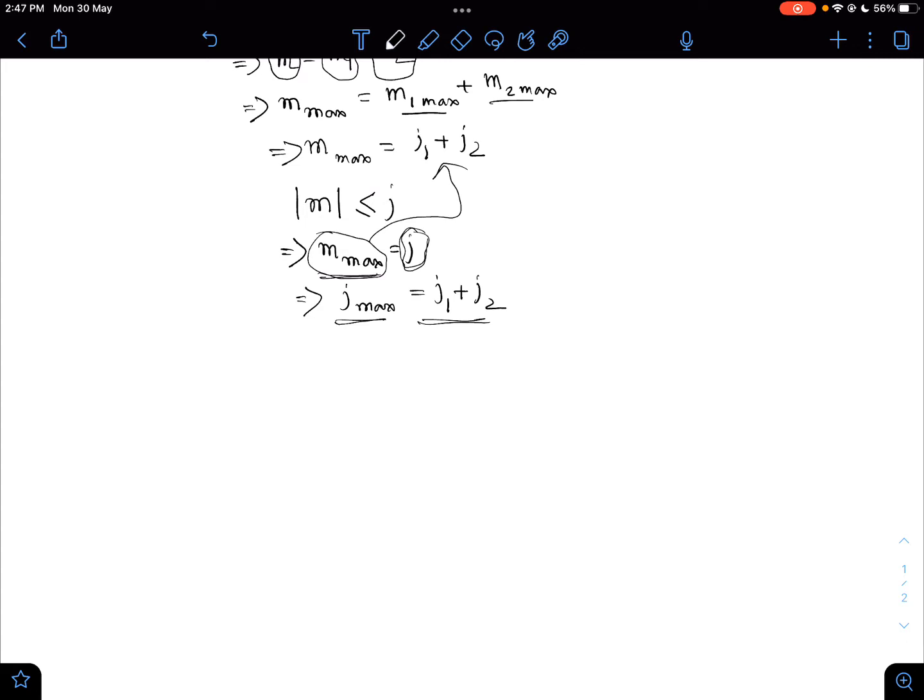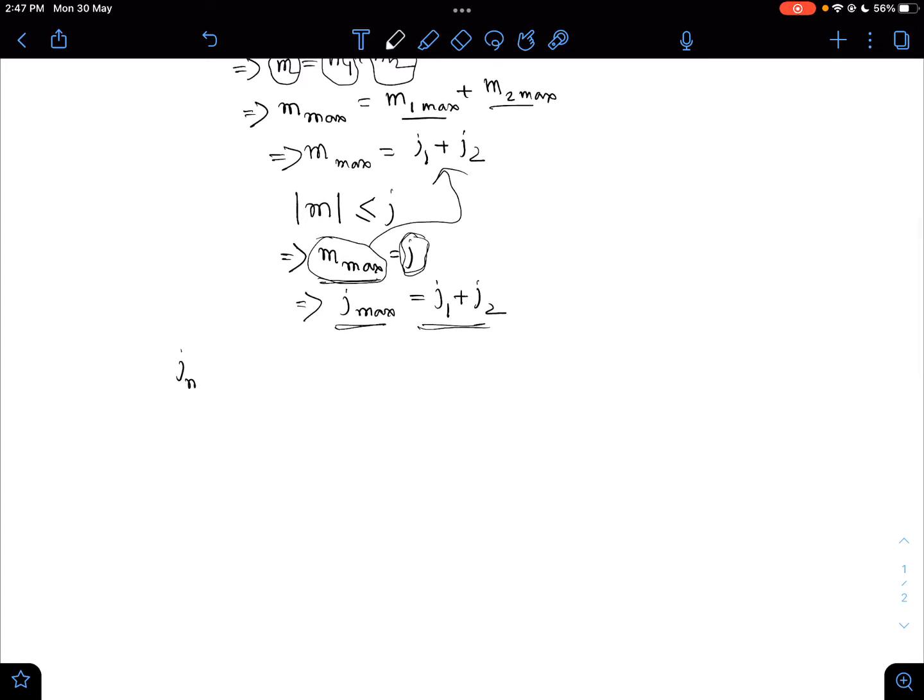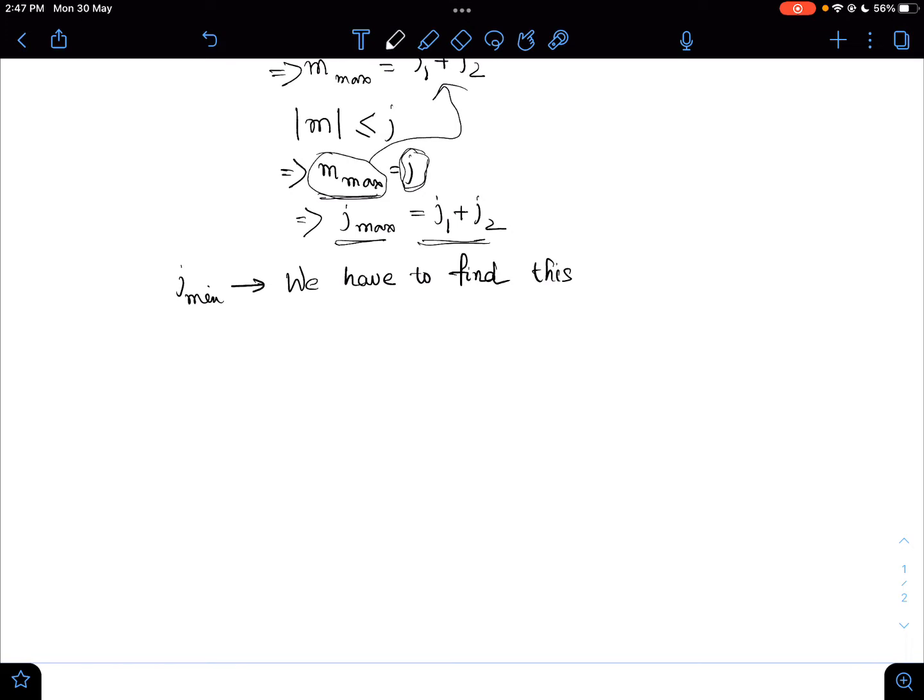Now we have to find the minimum value of j. That means j minimum. How will we find this? To find this, we have to use the fact that there are 2j1 plus 1 into 2j2 plus 1 eigenkets |jm>.